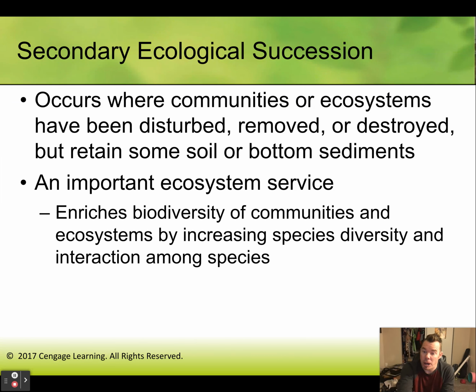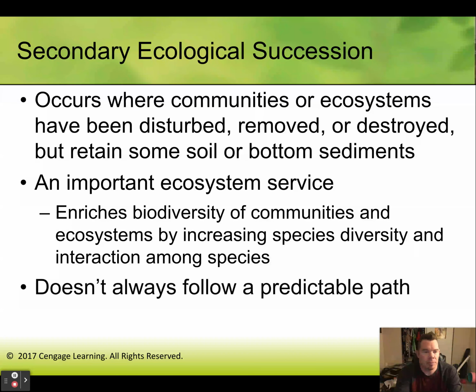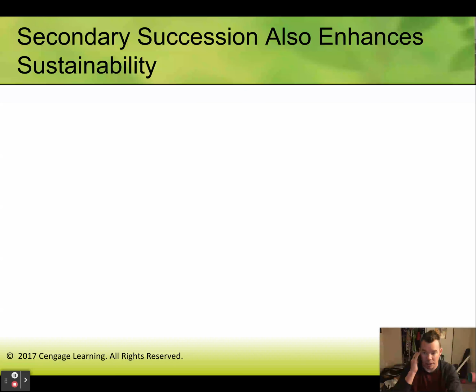It enriches biodiversity of communities and ecosystems by increasing species diversity and interaction among species, because now there are just new things there, so different relationships start to form. It doesn't always follow a predictable path. You'd like to think so, but like we learned with Isle Royale and the wolves and the moose, we think it's supposed to go this way, but the predator-prey relationship doesn't always work hand in hand, like in theory.